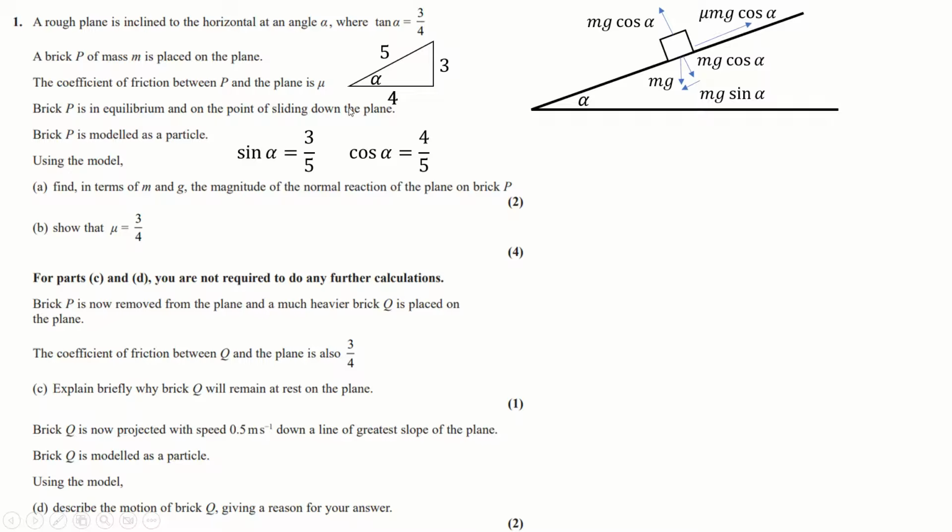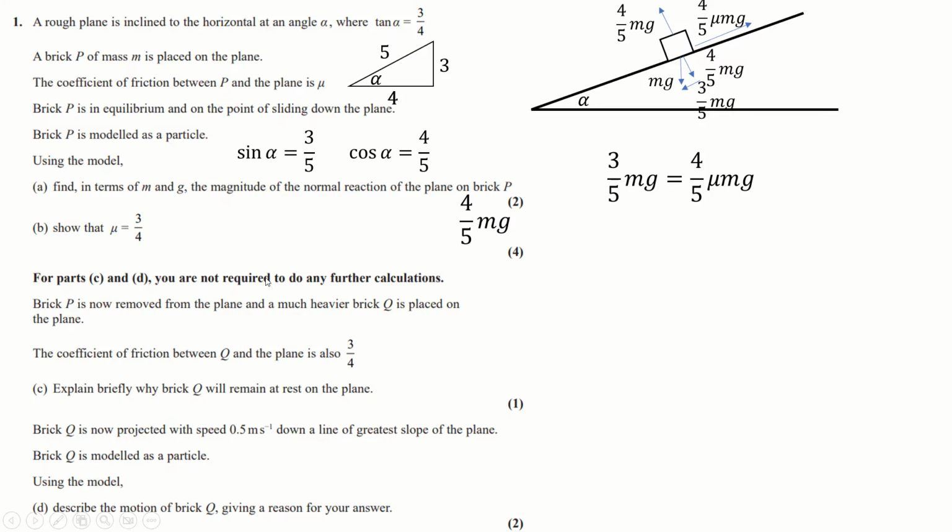It's on the point of sliding down the plane, but it's in equilibrium, so this force equals this force, so we just put that down. Because I worked out sine alpha is 3/5 and cos alpha is 4/5, I can just replace those, with 4/5 and that one with 3/5, and I get all of that. And now I can say, this thing equals this thing. Oh, part A was just tell us the normal reaction, that one there. Okay, cool. Part B is, this equals this.